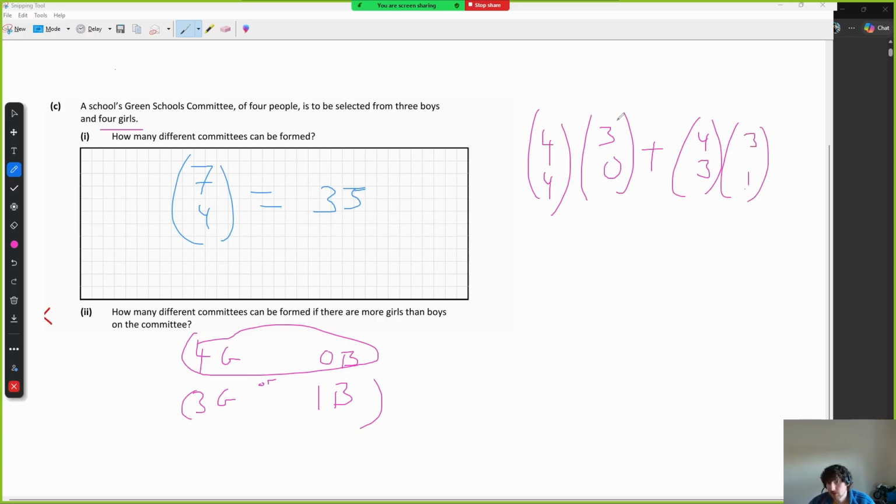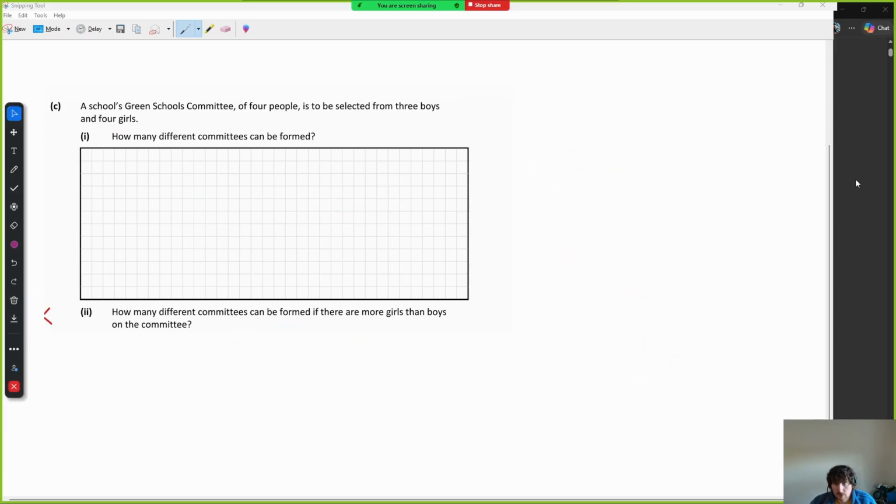Hopefully that makes sense to people. You can do some of this in your head. You should know that 3 choose 0 is 1 and 4 choose 4 is 1, so this number is really just 1. And 4 choose 3 is 4, and 3 choose 1 is 3, so that's 12, making 13. If you don't know that, you can just type it into your calculator. So there are 13 committees with a girl majority. The reason we multiply is that this committee is 4 girls and 0 boys, or there's the scenario where we have 3 girls and 1 boy. That's why there's multiplication and adding. Hopefully that made sense to people.